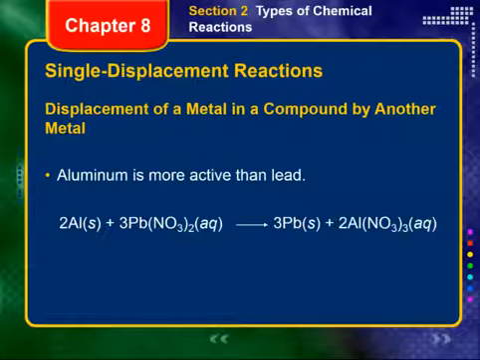Oop, too fast. If we look at displacement of a metal in a compound by another metal, okay, again, looking at metals replacing metals, we're having aluminum here displace or replace lead. Okay, aluminum bumping out lead. So now aluminum is now bonded to the nitrate.